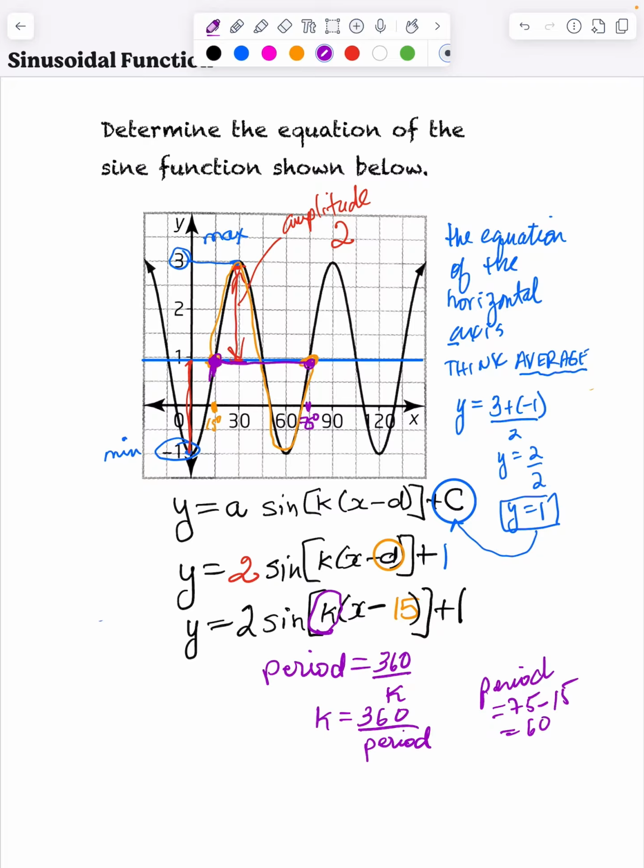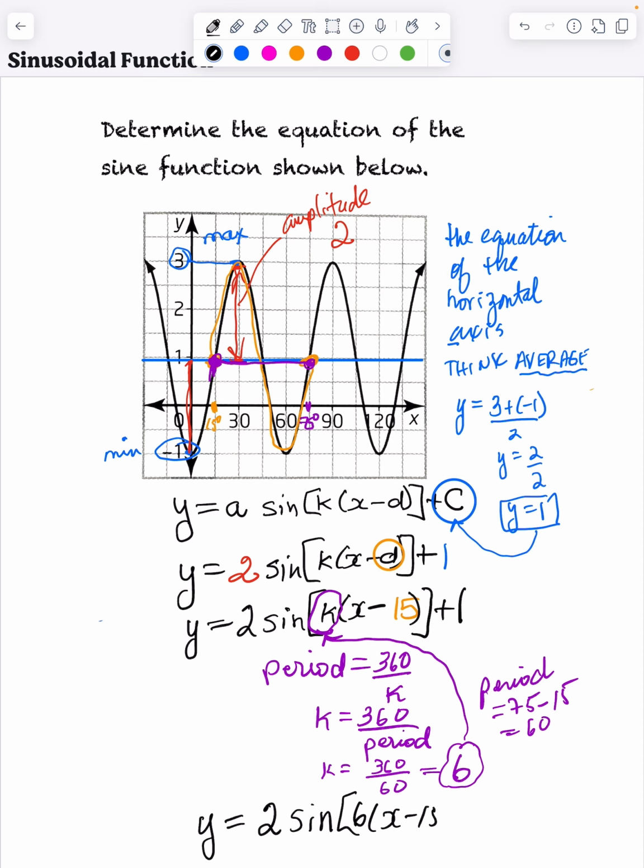I can put that in here. 360 divided by 60 equals 6. And that's the number that goes in for this K value. So our final answer for this is y equals 2 sine 6 x minus 15 plus 1. Now we are finished with the question, and that was easy.